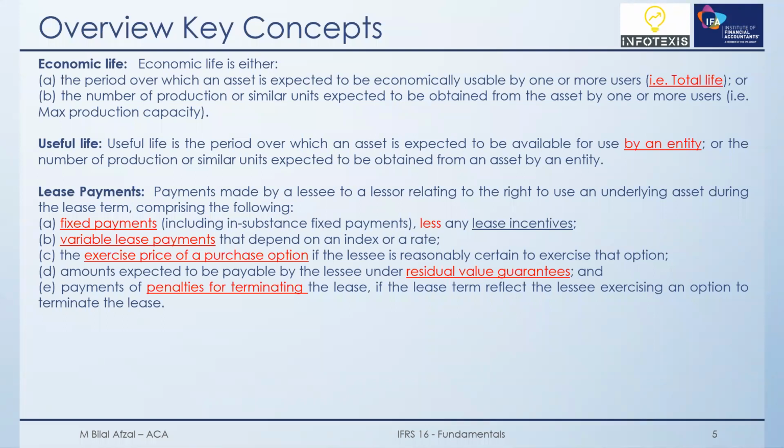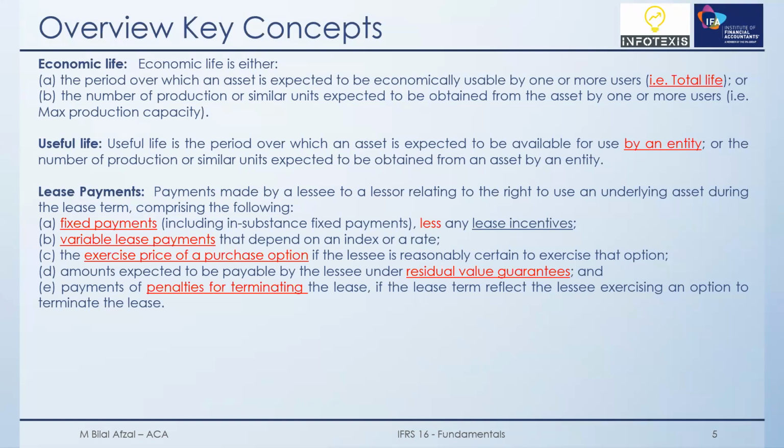Economic life is the total life of an asset under consideration. Now the useful life is the total life for which the asset would be used by the party itself. For example, I lease an asset for 5 years. The useful life for me would be just 5 years, whereas the economic life may be more than 5 years. It may be 10 years or 20 years or more. So we need to be very careful about these two.